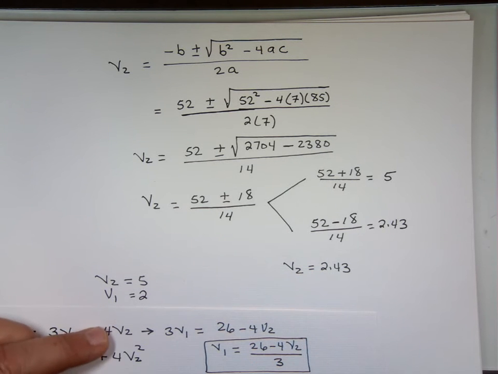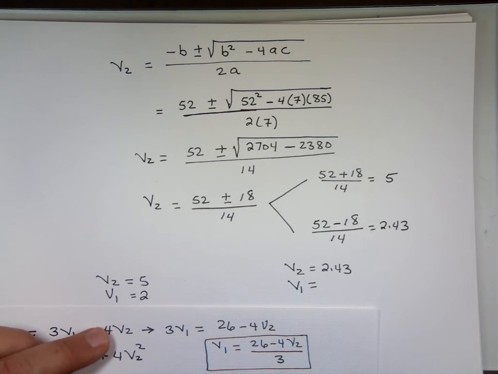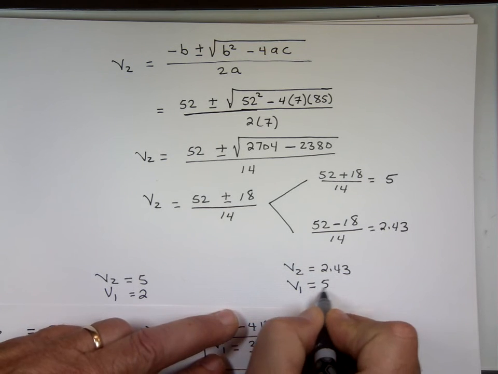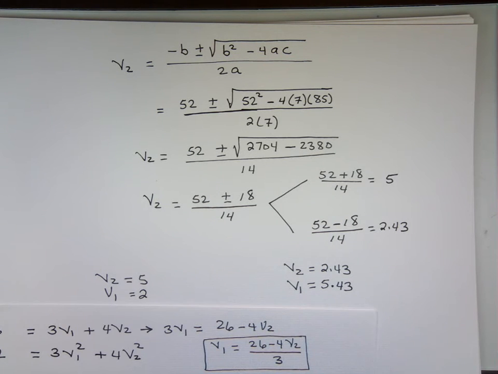And right here, when v2 equals 2.43, let's see, 26 minus 4 times 2.43, divide that by 3, 5.43. These are my two sets of answers. Now, physically, one of them is not going to make any sense.